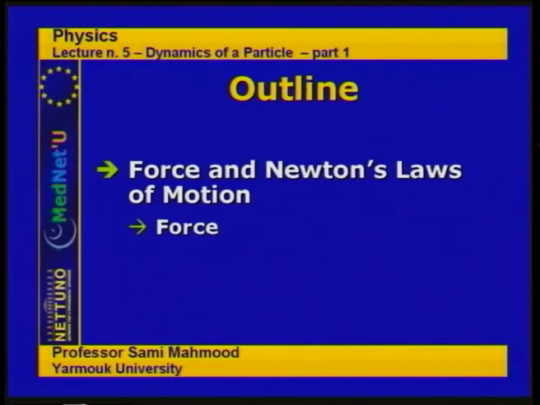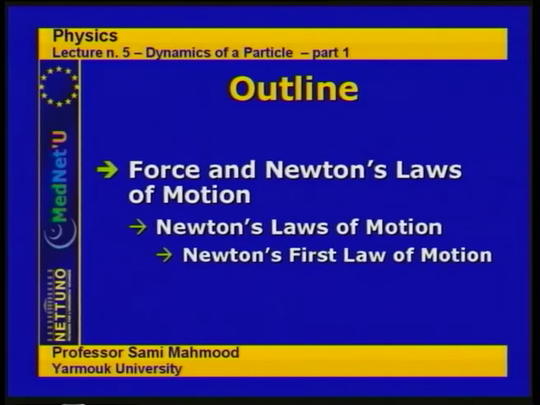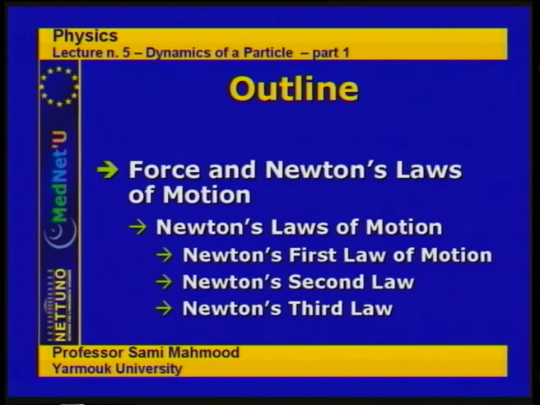So we will be talking about the forces. What are the forces? The mass, and we will discuss Newton's three laws of motion: Newton's first law of motion, or the law of inertia, Newton's second law of motion, and Newton's third law of motion. Next, we will have an application, an example, applying Newton's laws to the motion of a system of objects.